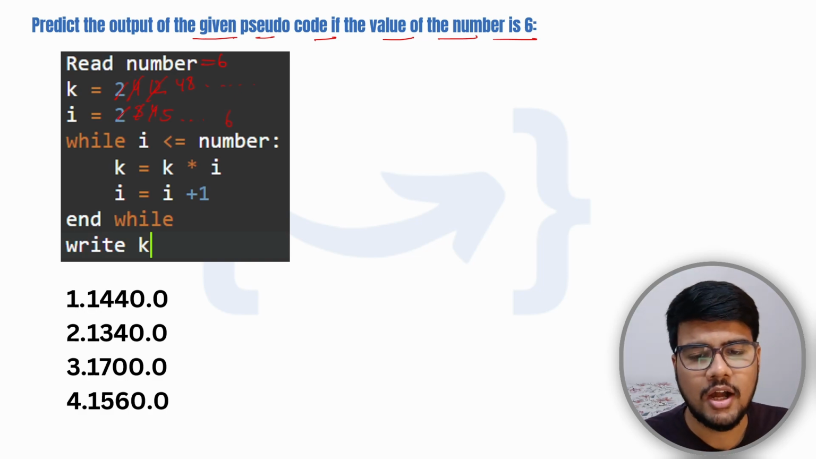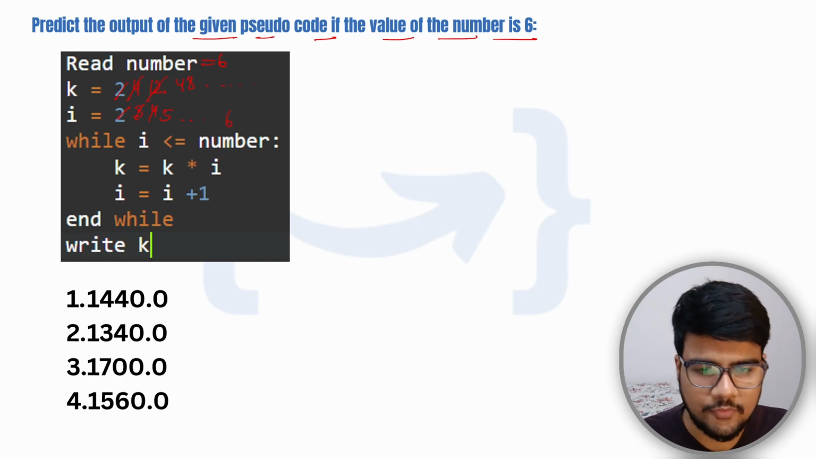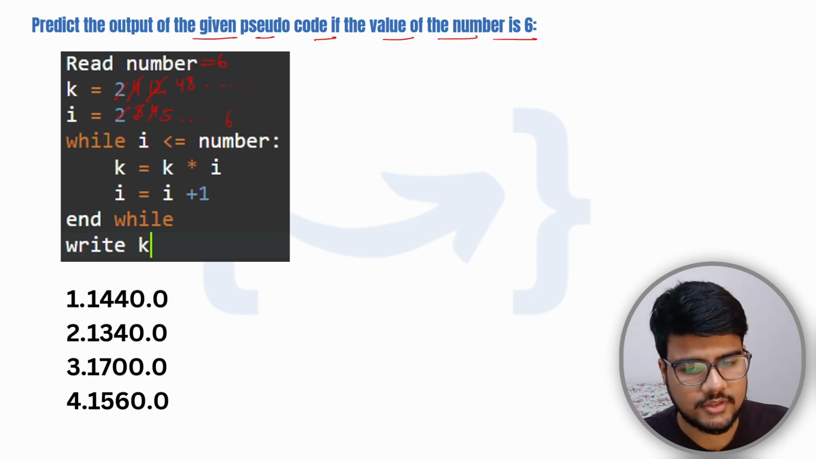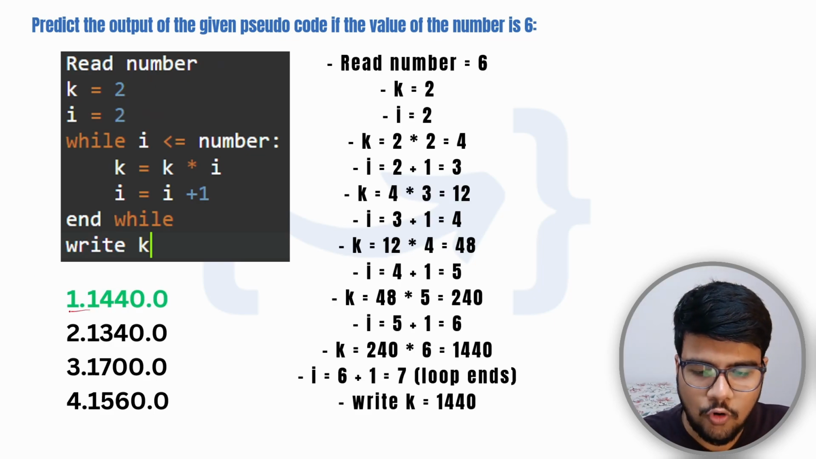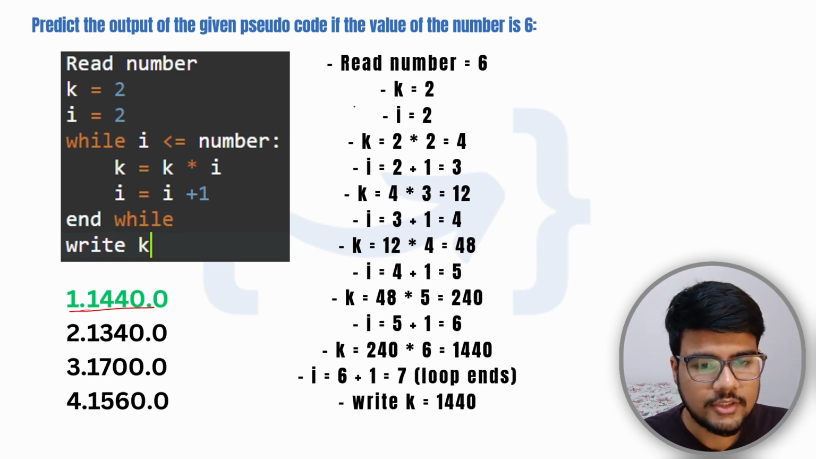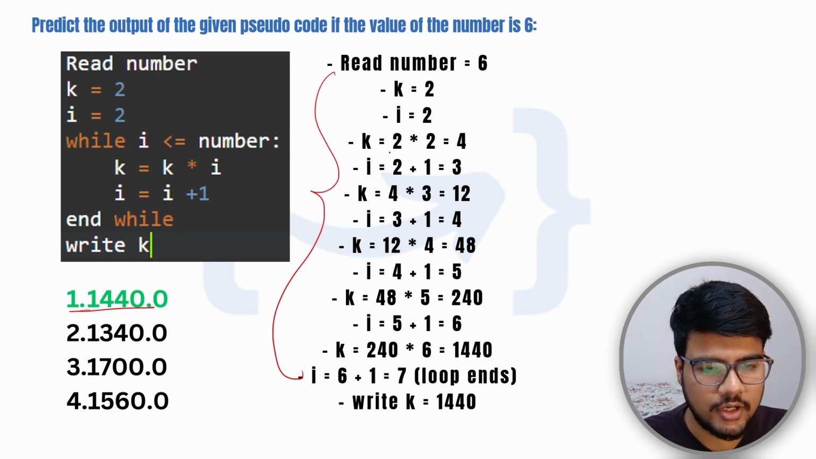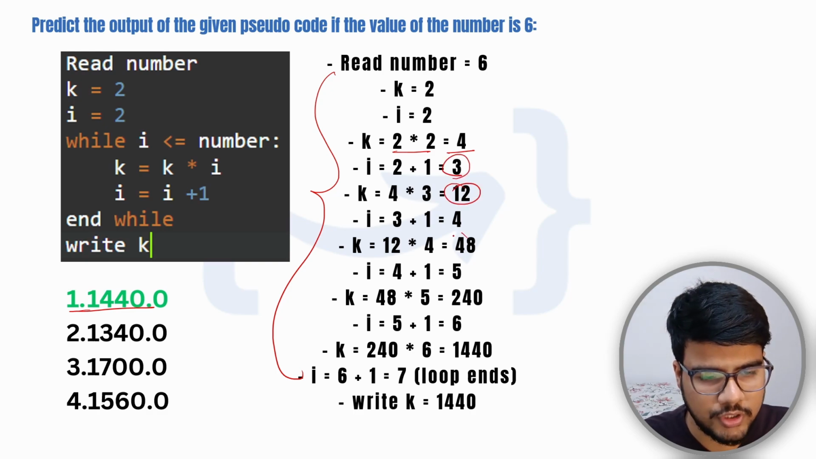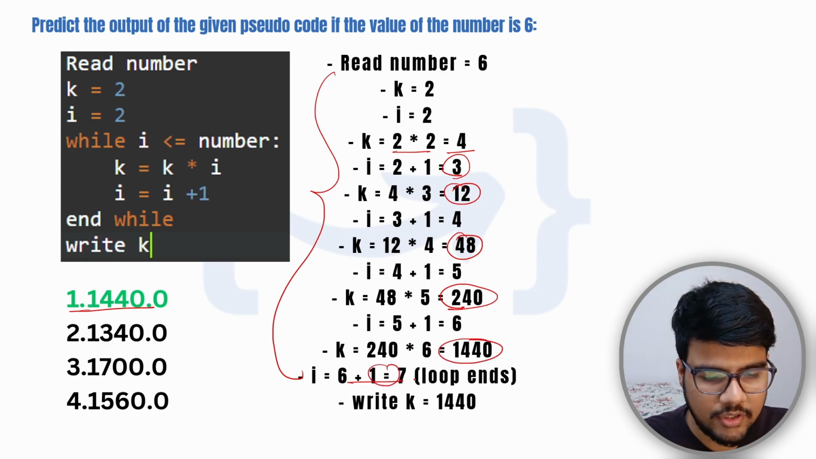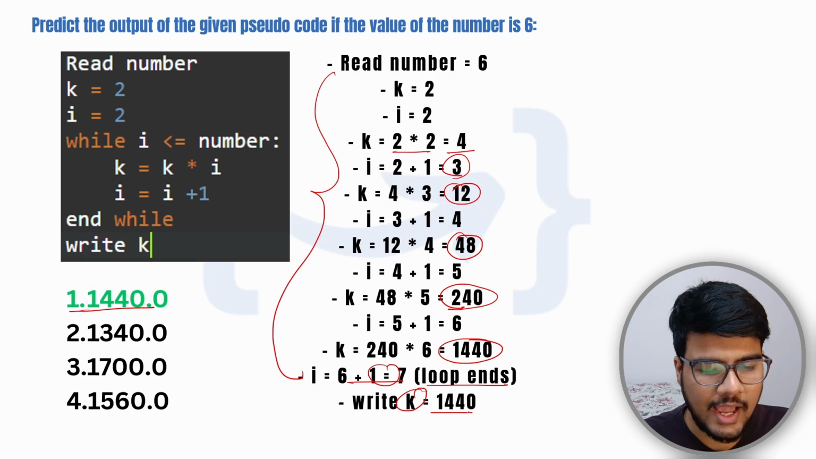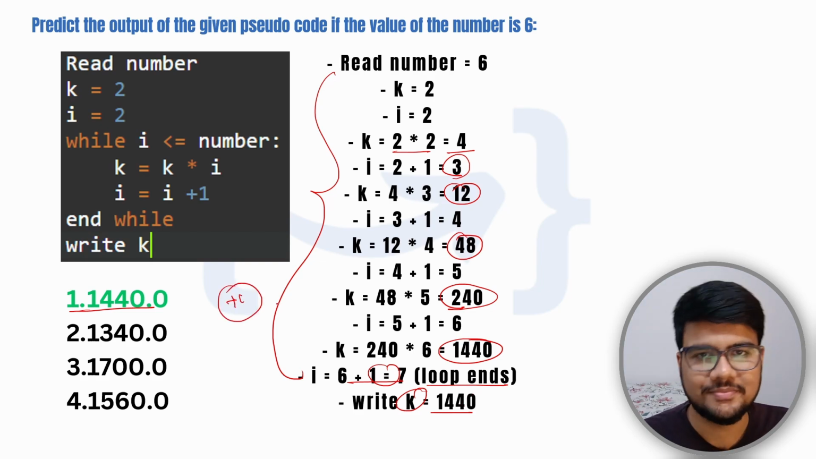I know there is a bit of multiplication involved and it will take you a few more seconds. But when you solve this fully, you will end up getting the answer as 1440. So as you can see, in the full explanation, 2 into 2 is 4, then i is incremented, then 12, then 48 where I solved till now, and 240 afterwards, then 1440 in the last. And at 7, the loop will be terminated and the k value will have 1440 as the answer. So plus 1 mark if you mark this question right.